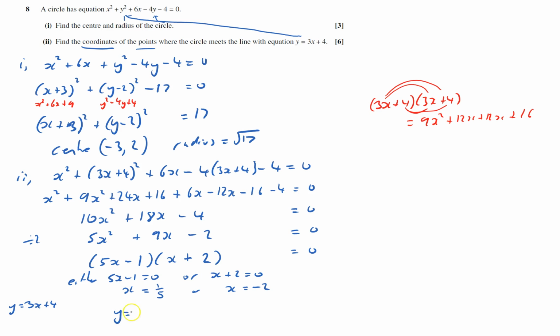So y equals 3/5 plus 4, that'll be 4 3/5, or x is minus 2, y will be 3 times minus 2, which is minus 6, plus 4 is minus 2. Probably give it its coordinates. So we've got 1/5, 4 3/5 is one coordinate, and the other one is minus 2, minus 2. And that's question 8 done.